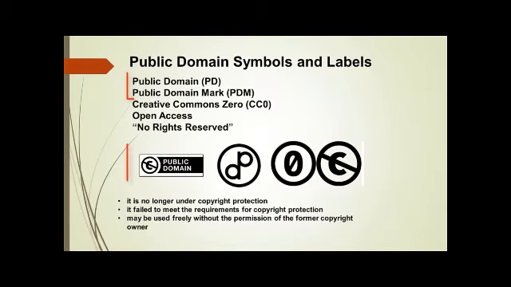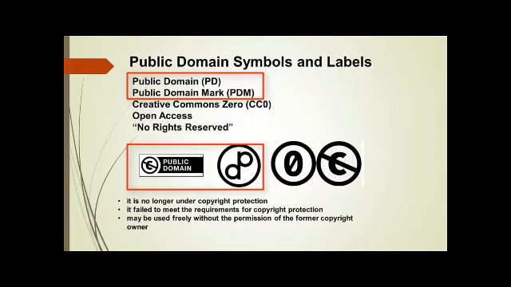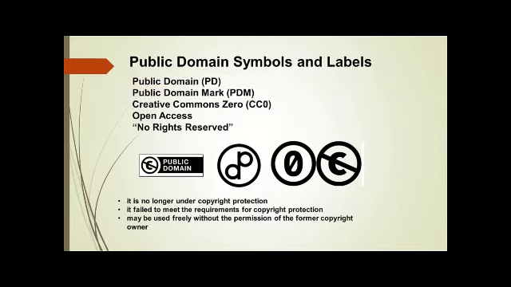Here are the commonly used words and symbol labels for public domain. A work of authorship is in the public domain if it is no longer under copyright protection or if it failed to meet the requirements for copyright protection. Works in the public domain may be used freely without the permission of the former copyright owner.